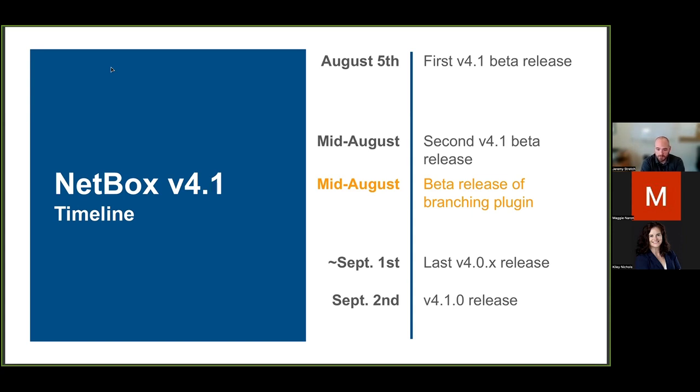And then toward the end of the month, actually into September, we anticipate the last patch release for version 4.0 should be out around September 1st. Might be a day or two earlier or afterward. And then September 2nd is when we anticipate releasing the final release for version 4.1. So it's coming up very quickly.